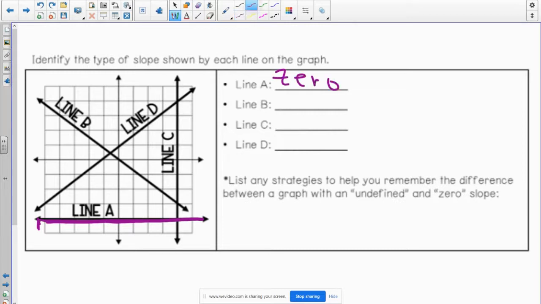If you look at line B, from left to right, I always start left. If I'm at this part of the hill and I look at my slope, I am definitely going down. So that is a negative slope.